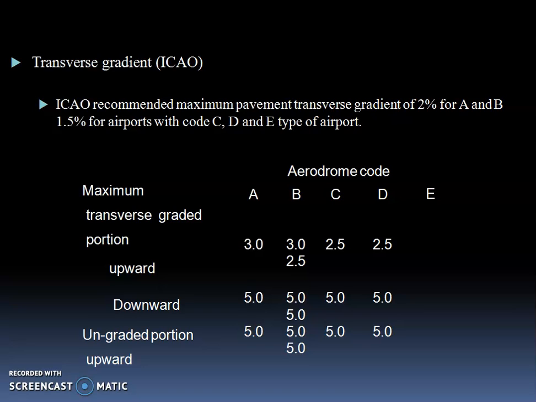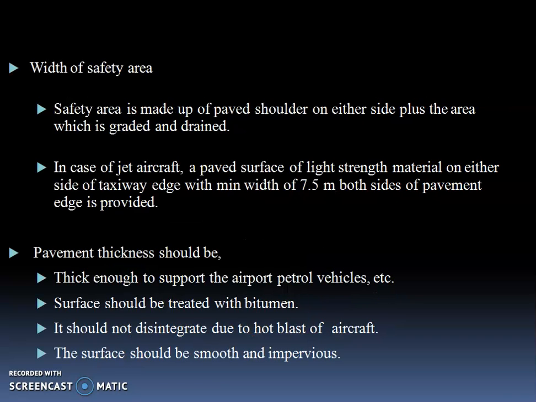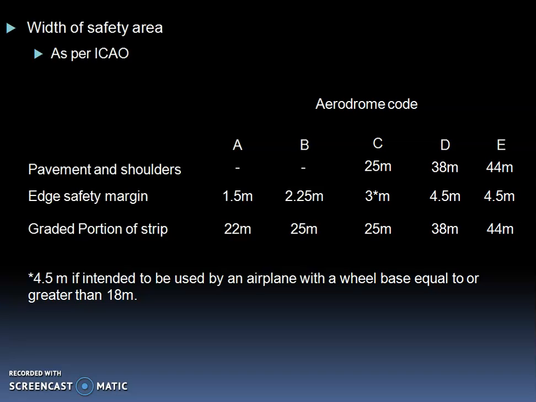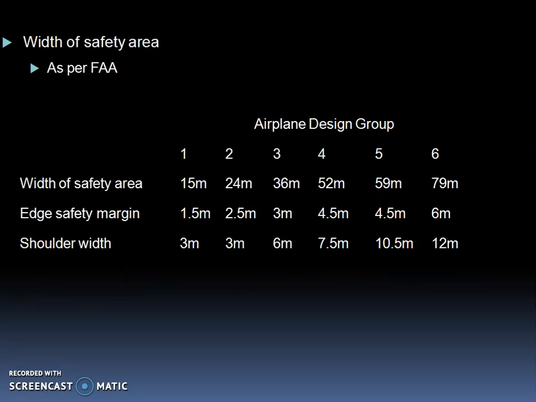Coming to transverse gradient. The gradient value for the different types of airports as given by the ICAO recommendations are shown here. Then width of the safety area. Safety area is made up of paved shoulder on either side, plus the area which is graded and also drained. The pavement should be thick enough to support the airport petrol vehicles, and it should be treated with bitumen. It should not disintegrate. It should be smooth and impervious.